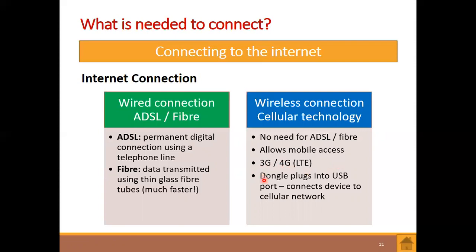So a 3G or 4G dongle, that is your MiFi router or the little plug that you use that plugs into a USB port, gives you cellular network. So you can also use a smartphone or a tablet with its data bundle as a personal hotspot to connect another smartphone, tablet, or computer.